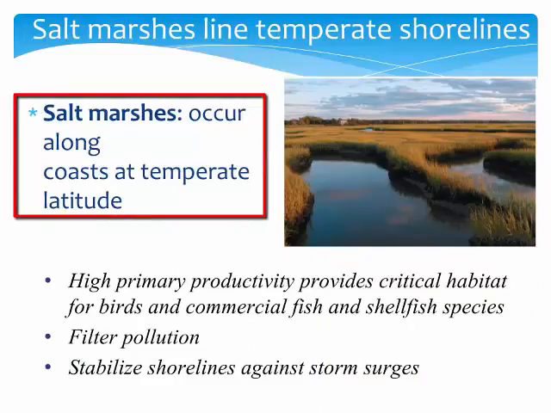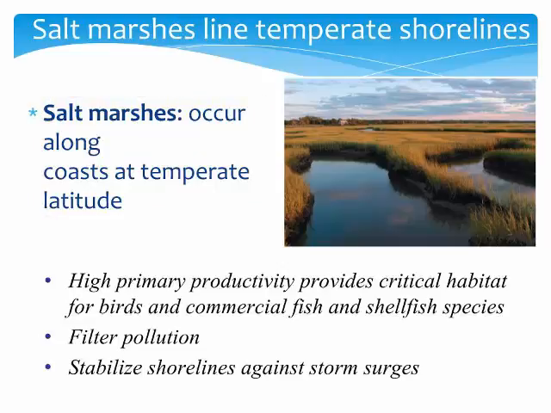Salt marshes, also known as coastal wetlands, occur along coasts in temperate latitudes. Salt marshes consist of salt-tolerant grasses and generally do not support tall woody vegetation. This marine ecosystem functions like a freshwater wetland in that it filters pollution. Additionally, high primary productivity provides critical habitat for birds, commercial fish, and shellfish species. Salt marshes also stabilize shorelines and protect inland areas from storm surges. One of the reasons Hurricane Katrina caused so much damage was because many of the coastal wetlands of Louisiana have been drained and filled for commercial, residential, or industrial development.